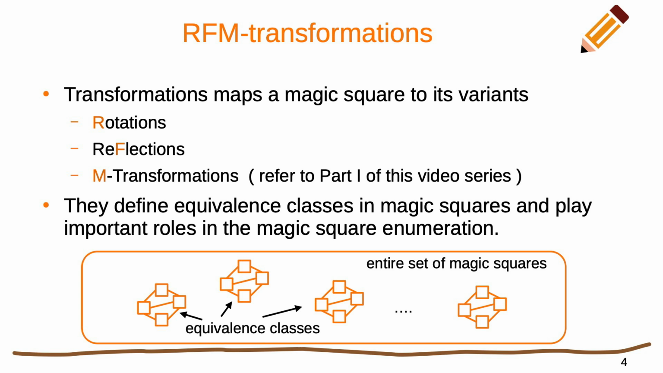The RFM transformations define equivalence classes in the entire set of magic squares and reduce the enumeration problem to counting these equivalence classes instead of individual magic squares. If you are unfamiliar with the M transformations, please refer to part 1 of this video series for its introduction.